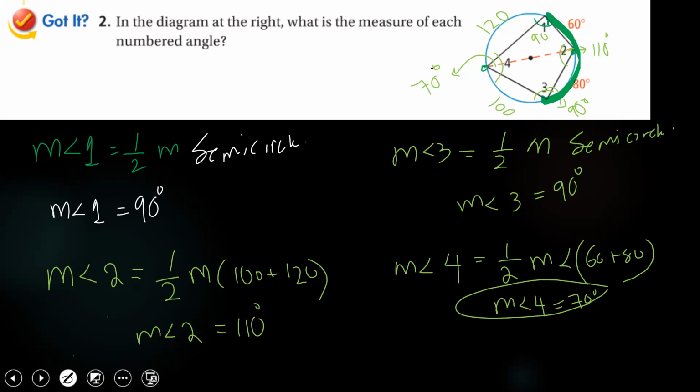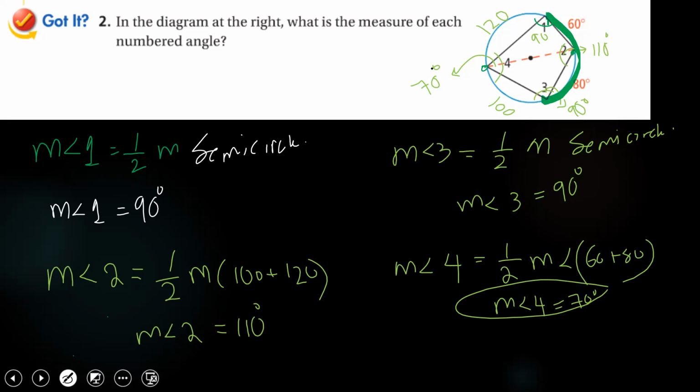Teacher, can you repeat what you've said before? Here, angle 1 and angle 3, both of them are 90. And angle 2 is 110, and angle 4 is 70. What can you conclude? Angle 1 and angle 3 are not equal to angle 2 and 4, but they are supplementary. If you add 1 and 3, they are 180. And if you add 2 and 4, they are 180.